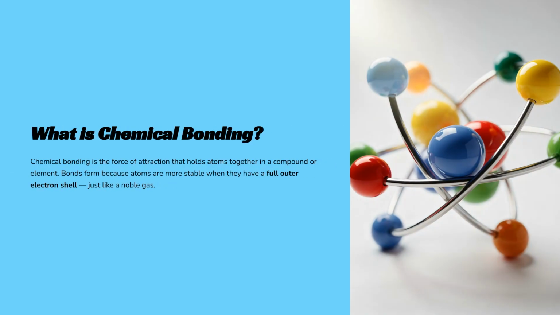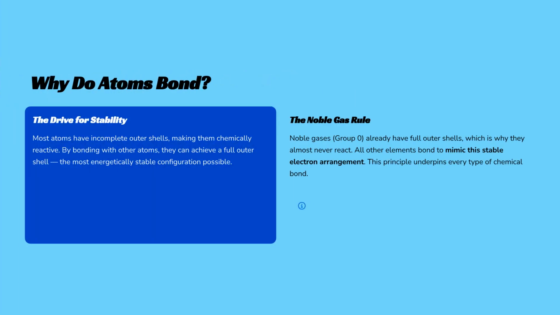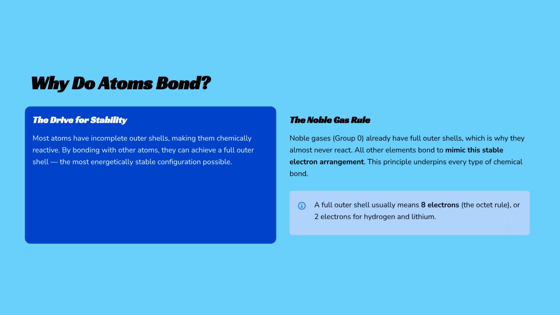So what is chemical bonding? It's the force of attraction that holds atoms together in a compound or element. Atoms bond to achieve a full outer electron shell, which is the most stable configuration, like a noble gas. Most atoms have incomplete outer shells and are reactive. By bonding, they mimic the stable electron arrangement of noble gases, typically achieving 8 outer electrons.